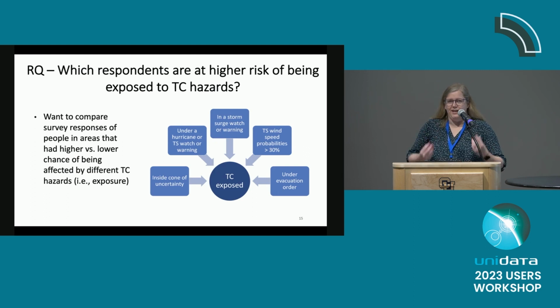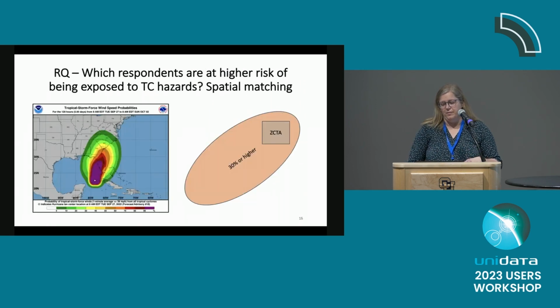And so we decided to define exposure in terms of the risk messaging that was involved with our cases. In this case, I'll be talking about Hurricane Ian in 2022, which was the last case that we surveyed for. And so we looked at several different weather service products, including the cone of uncertainty, watches and warnings for surge and hurricane winds, tropical cyclone wind speed probabilities, and whether people were under an evacuation order or not. Here's that data set.